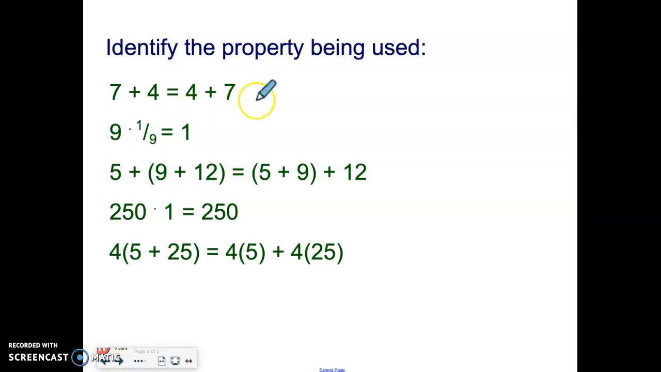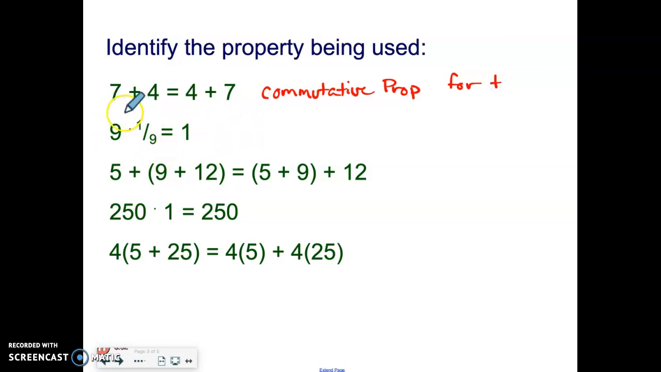So here, let's take a practice at this. I want to take a look at some examples and tell what property it is, and be specific if it's for addition or multiplication. So here I have 7 plus 4 is equal to 4 plus 7. Here it's the order that's changed, so commutative, right, like commuting, it is the commutative property. And this is for addition.